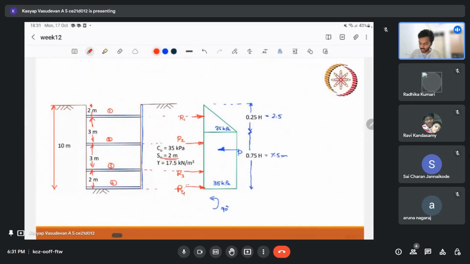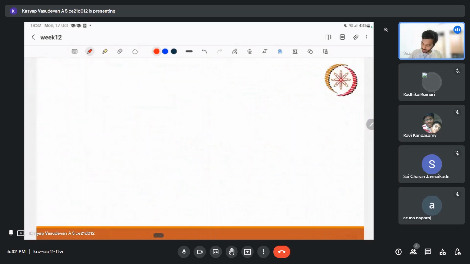So the force on each strut is double, because in the plan it will look like this. We have one strut and we have another strut. If you are looking from the top at both the backfills, if this is 2 meter, and similarly the next one is also 2 meter, then this particular strut will take double the load. So I have to double it to get the total force.